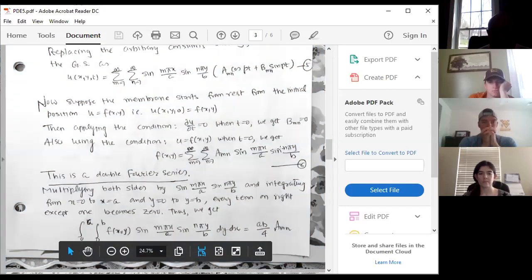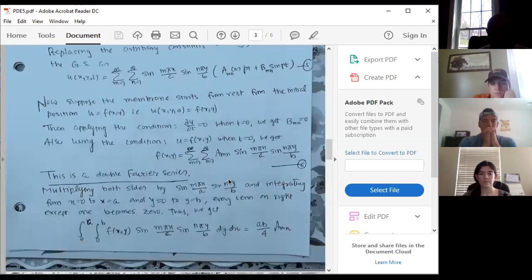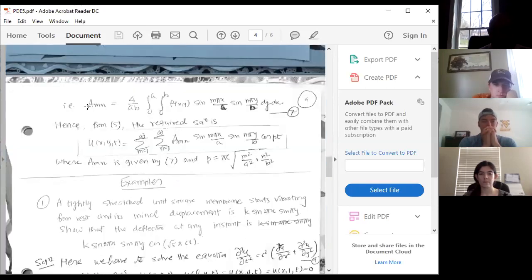You can speak directly to, and you are going to get AB by 4 AMN. And that's why AMN equals 4 divided by AB. If I divide throughout by AB by 4, it is 4 divided by AB, and this one, that is by AMN. And that AMN is nothing but this AMN. So finally, we ended up with this one.